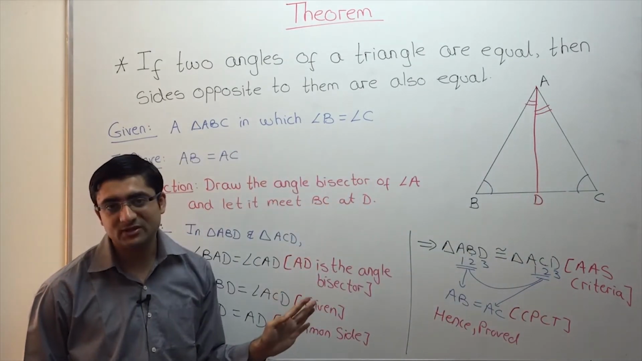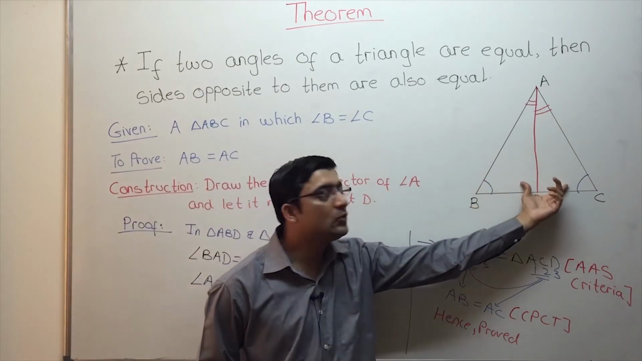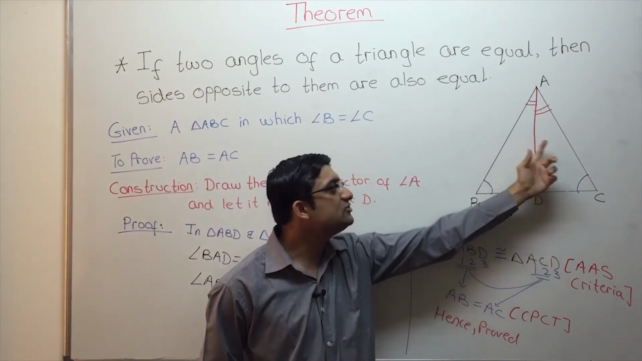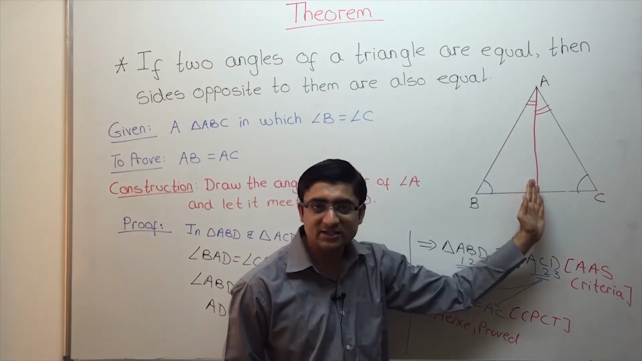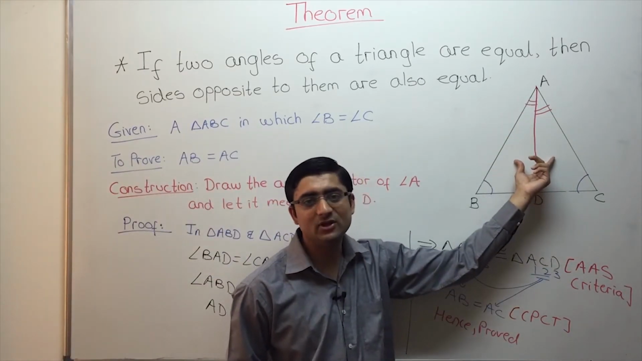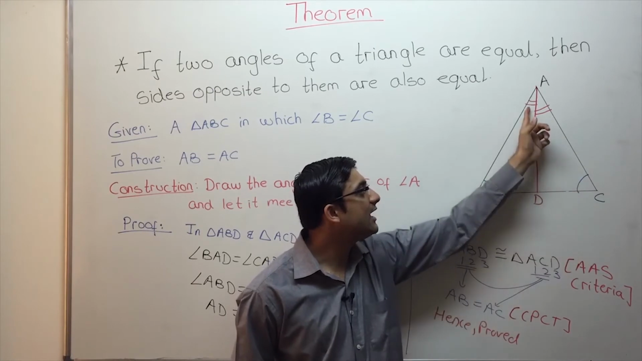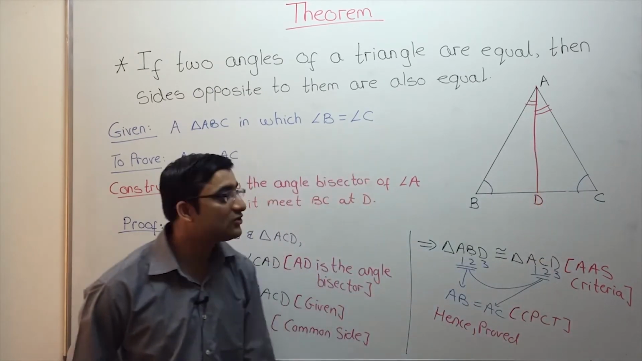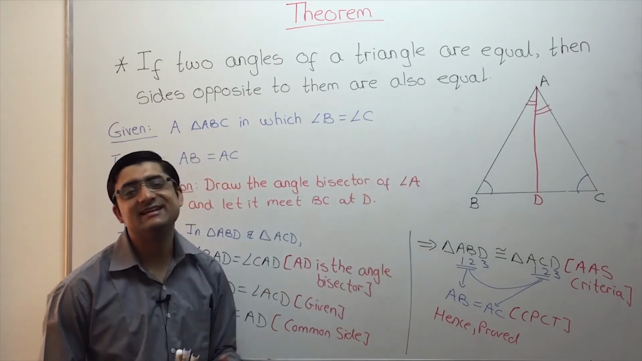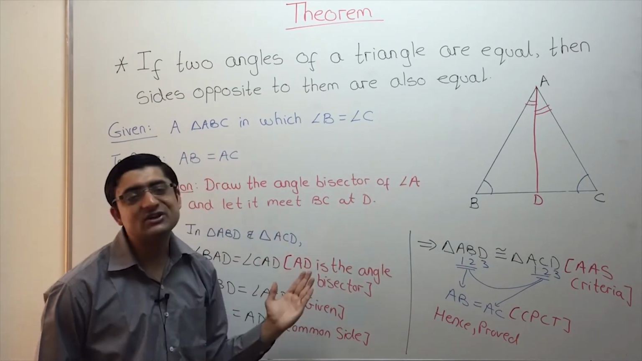So I repeat this theorem once again. In a triangle, if two angles are equal, then the sides opposite to them are also equal. How do we prove it? Draw the angle bisector of A. Prove these two triangles to be congruent. Angle, angle, side. So by angle, angle, side criteria, these two triangles are congruent. Hence by CPCT, AB is equal to AC. So this is how you prove this theorem.